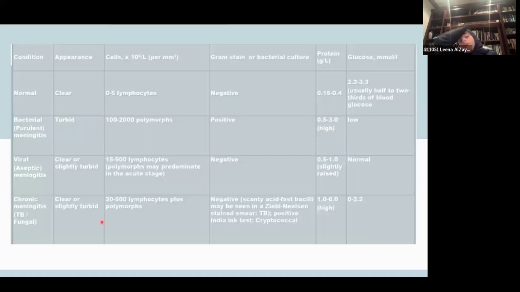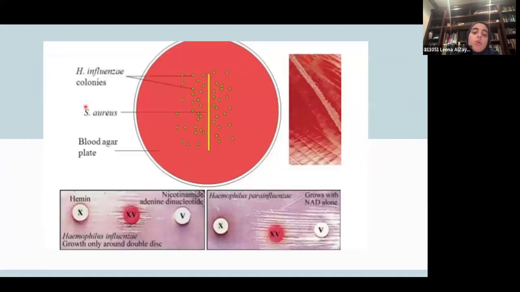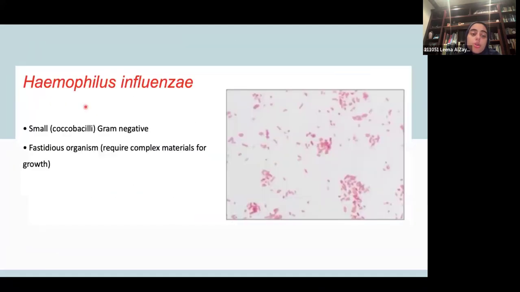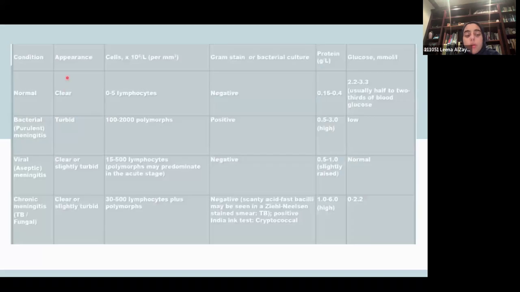This we already know a lot. It's basically talking about how it should look in terms of the tube that we showed in the beginning, this one. So if it's normal, it should be clear. If it's bacterial, it should be turbid. If it's viral, it should be clear, slightly turbid. If it's chronic meningitis, it should be clear or slightly turbid. What's really distinctive is in bacterial, the glucose is very low. And even in chronic meningitis, it should be very low. Normally, it should be normal, 2.2 to 3.3. And in viral, it's also normal because viral infections don't feed on glucose, obviously.